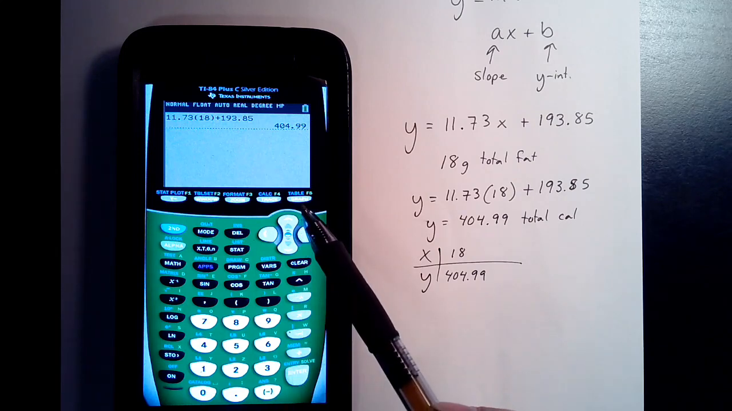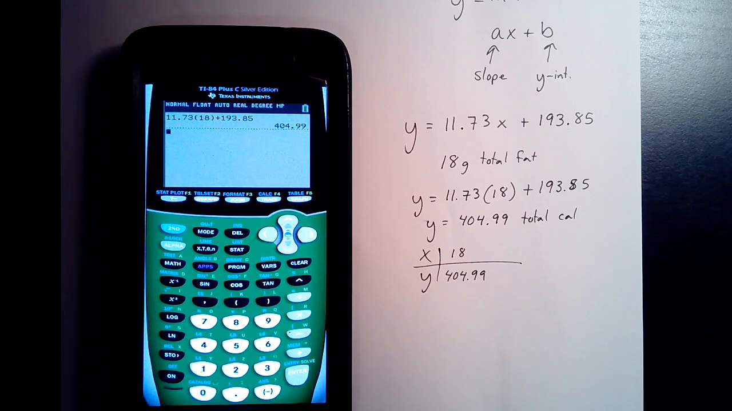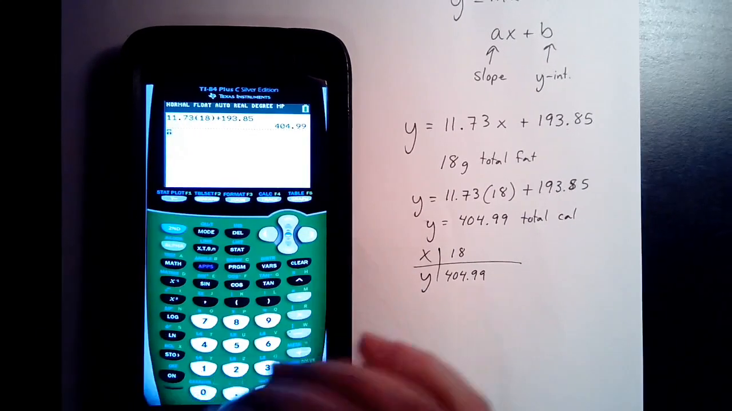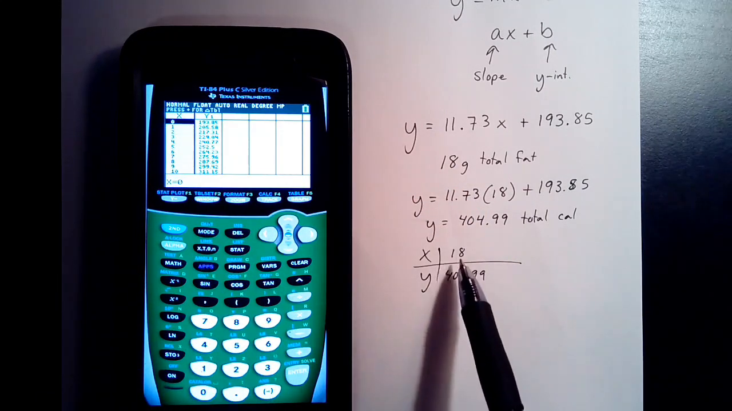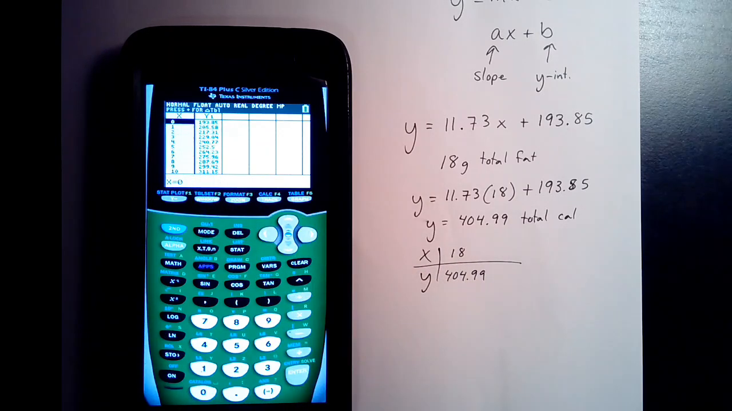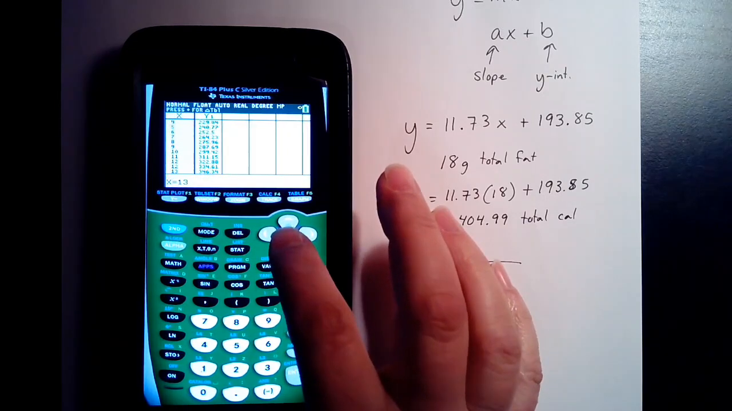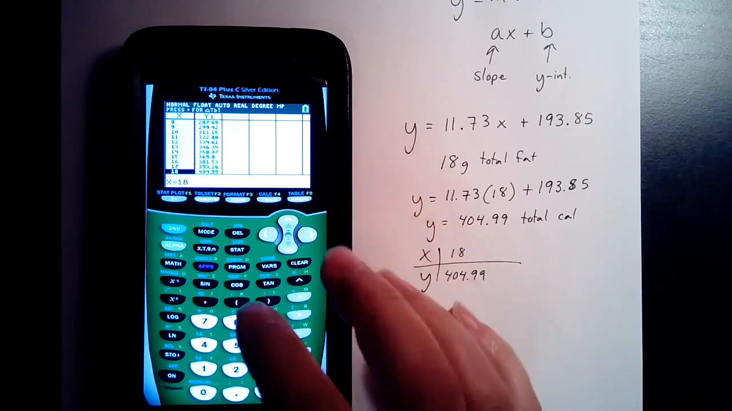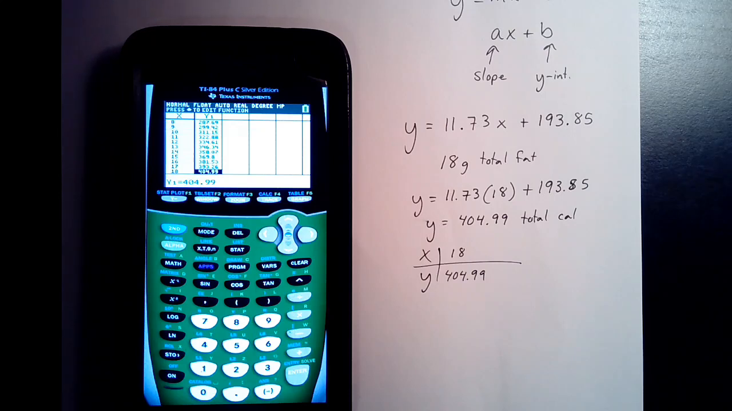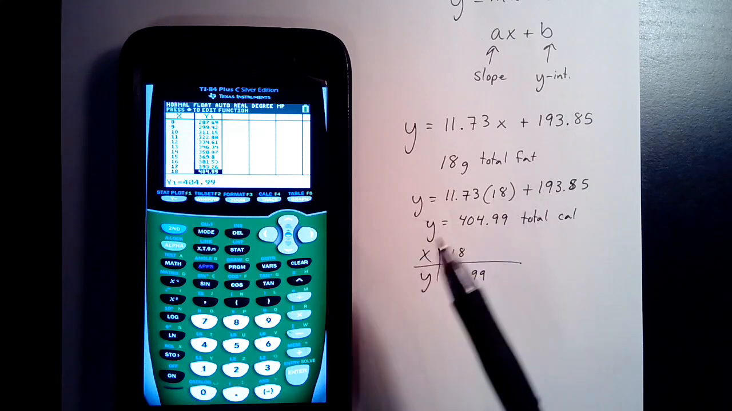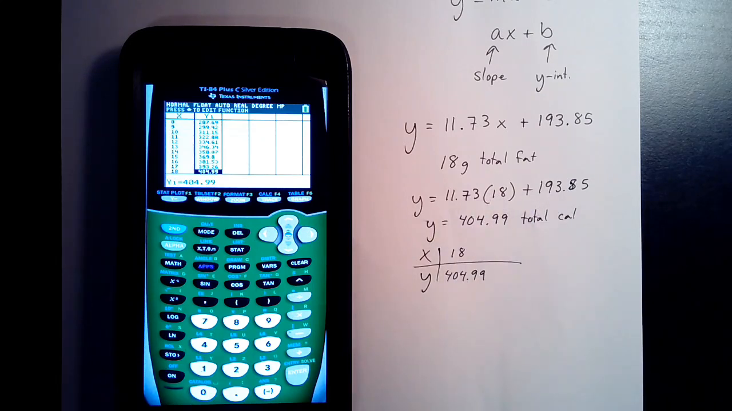If you look right above where it says graph, there's table. So if you do second, and then hit the graph button, that's going to give us a table. Basically the same kind of table, just in a vertical format. And we can scroll down until we find 18 for our input or our X value, and then look over there and it says 404.99. So you can use the table from the calculator as well, but sometimes it's just as fast to substitute into your line of best fit.